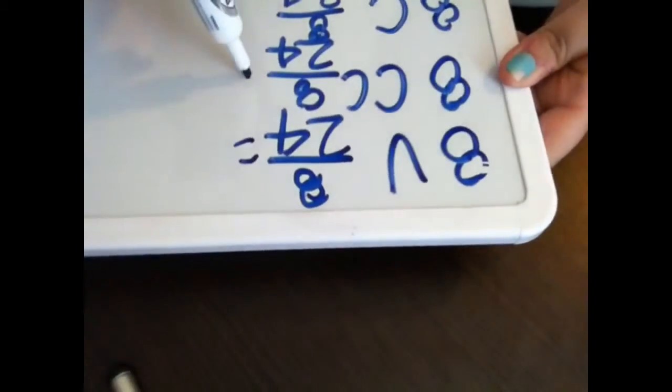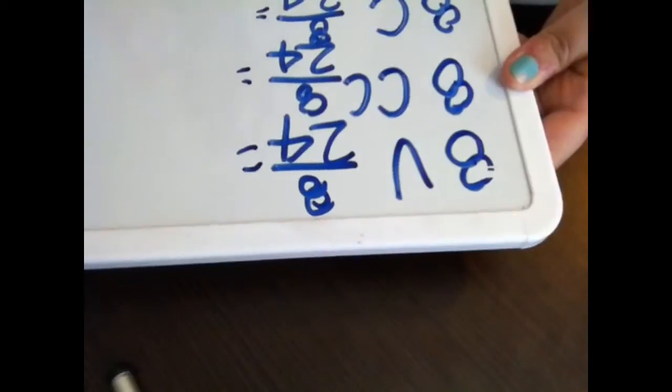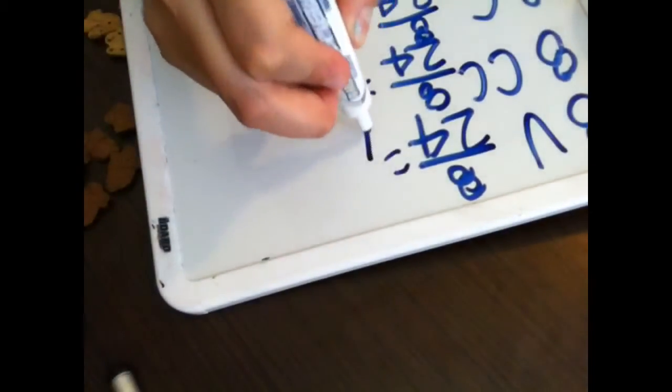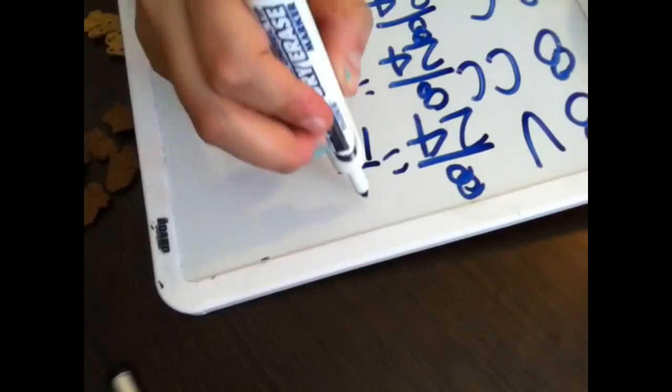Now these fractions can be simplified because 8 divides into 24. No, actually it doesn't. I'm silly. But we can simplify these fractions. We want to divide it by 2. So if we want to divide it by 2, the 24 can become a 12 and our 8 can become a 4.